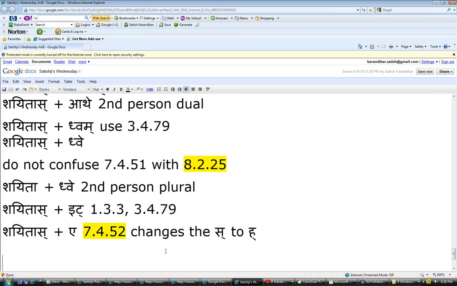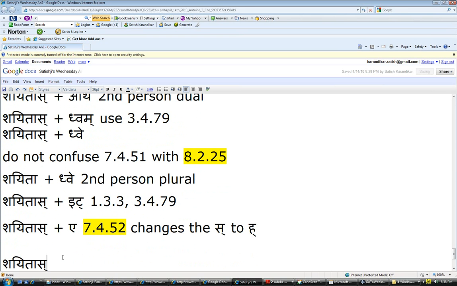We'll get the shaita he, and then the remaining two are easy. Shaita he. The remaining two what? Shaitas will be common work. Shaitas vahe, shaitas mahe. So there is nothing special in that.